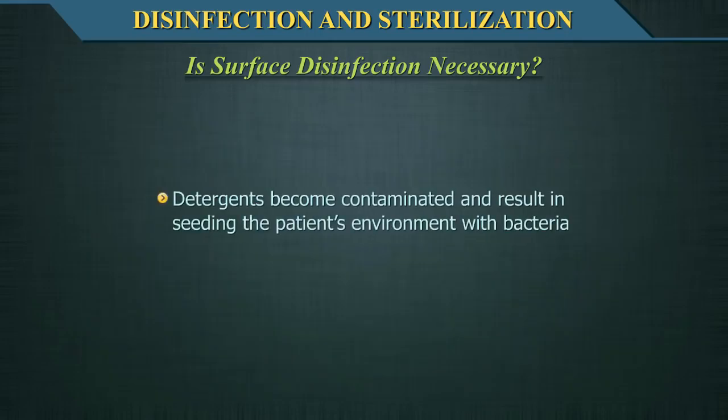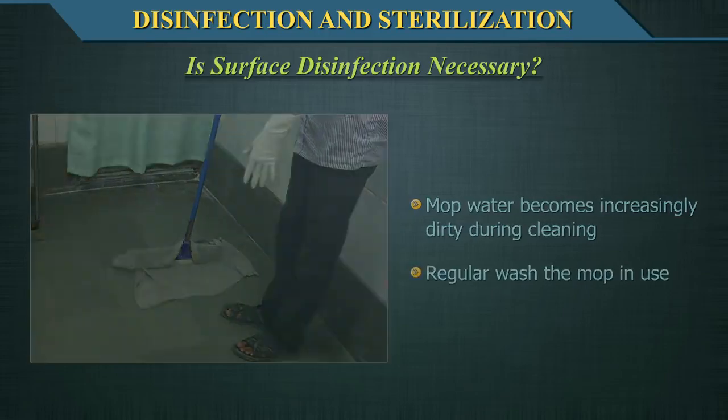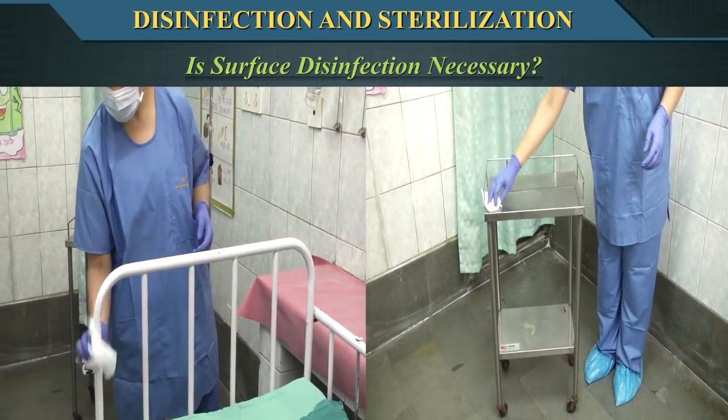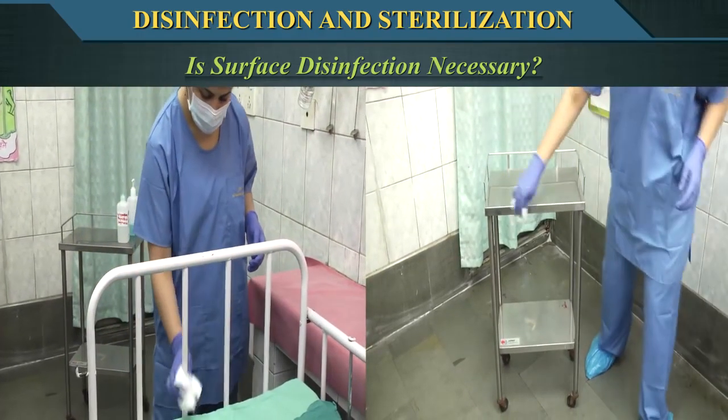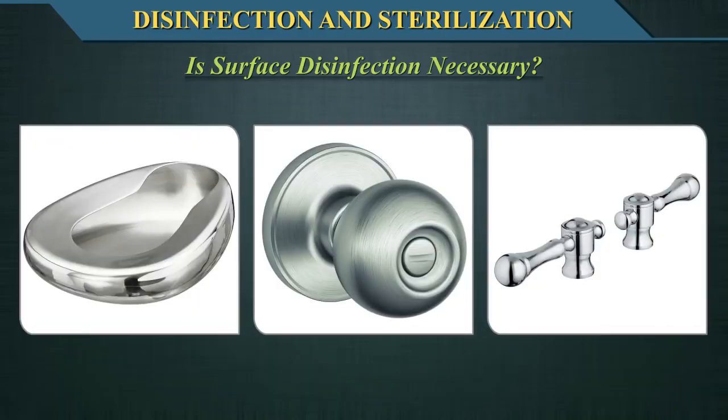Detergents become contaminated and result in seeding the patient's environment with bacteria. Mop water becomes increasingly dirty during cleaning and becomes contaminated if soap and water is used rather than a disinfectant. Regularly wash the mop in use. Regularly clean and disinfect the bedside equipment and environmental surfaces, for example, bed rails, bedside tables, carts, commodes, doorknobs, and faucet handles, because certain pathogens, for example, enterococci, can survive in the inanimate environment for prolonged periods.